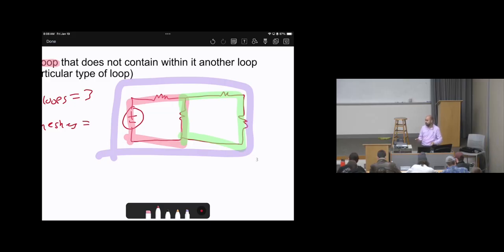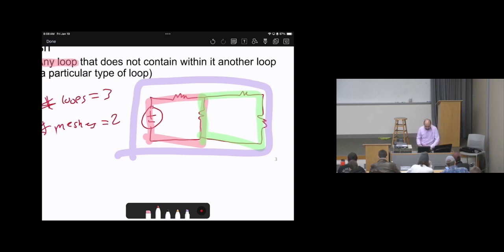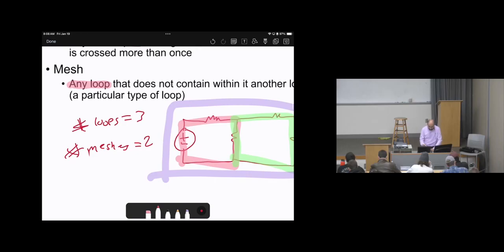So as a result, how many meshes do we have? We have only green and red, so only 2 meshes. Meshes are related to the number of inner loops, while any outer loop is not considered a mesh. In other words, there's another definition for the number of meshes, which is the number of window panes.